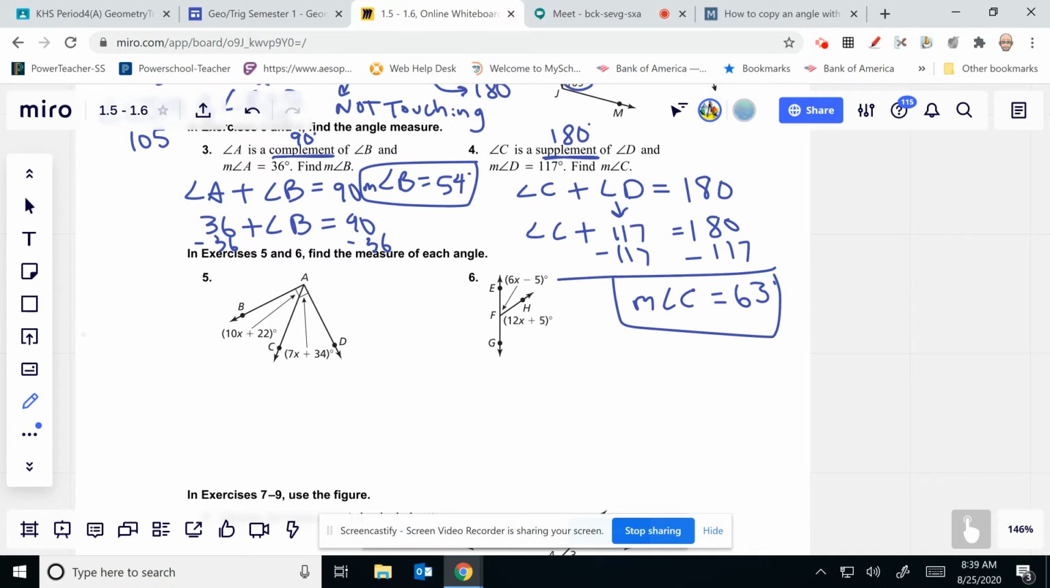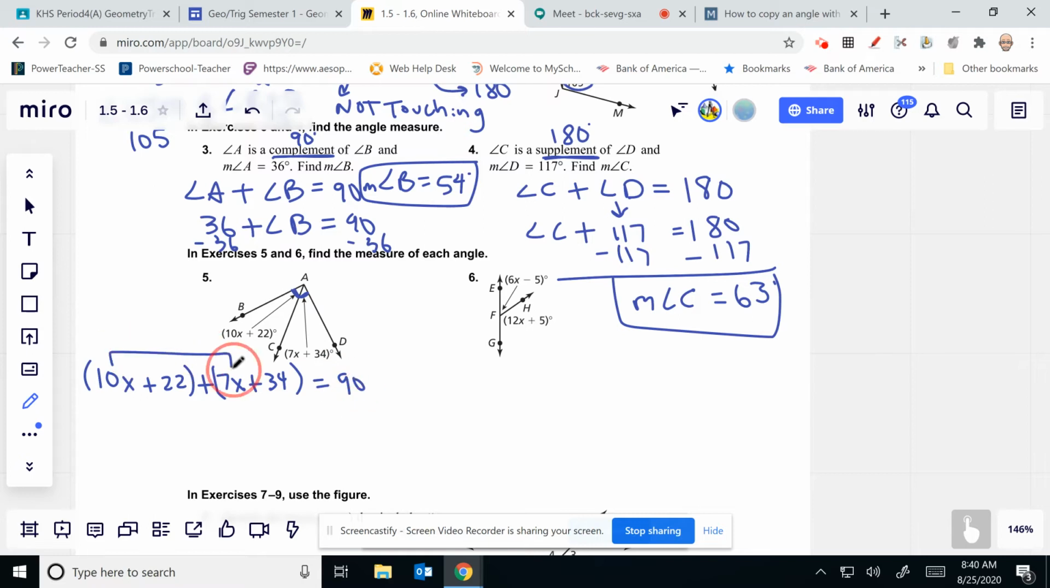5 and 6, once again, looking for clues. So I'm looking at number 5 and I'm seeing a right angle box, just like we had last section. So that means these two add up to 180, or not 180, 90, because there's a right angle box, it's 90. 10x plus 22 plus 7x plus 34. Those two angles together add up to 90.